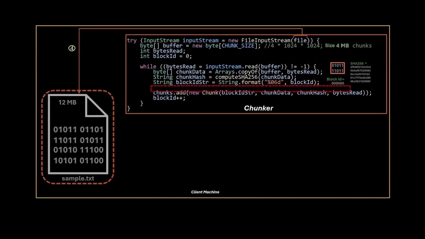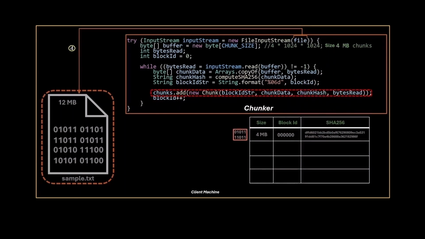Once all the values are calculated, now let's understand what's happening inside the next line of code. We are creating an object of chunk with the values chunk ID string, chunk data, chunk hash, and bytes read, and then saving that object in the list of chunks. Once the first set of data is saved to the list of chunks, this is how the combined data would look. This table is created just for reference. So let me fast forward the video and fill the remaining data in the table.